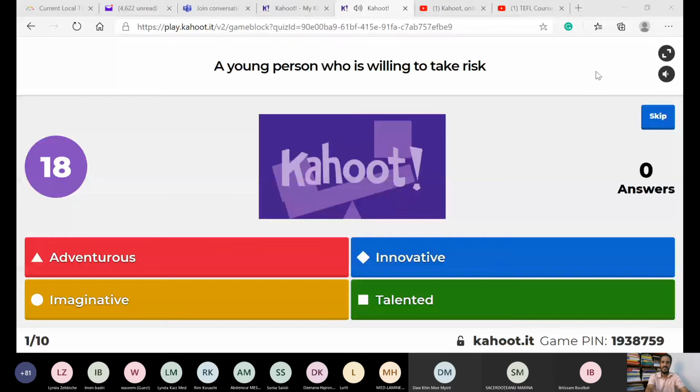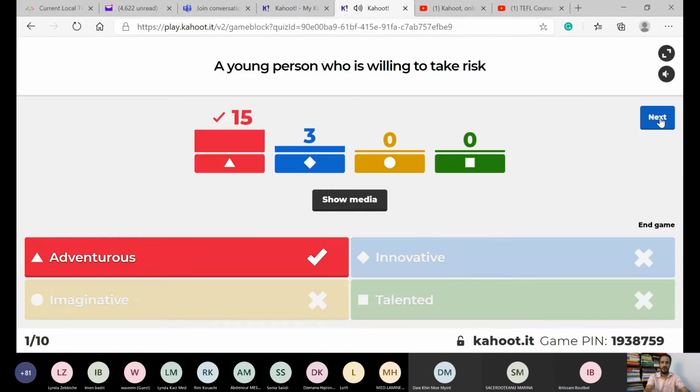A young person who is willing to take risk. Okay, so I think that they need to be quick in answering the question. Yes, very important. When you click on the right answer quickly, you get a lot of points. If you get the right answer, but you did not click quickly on the right color or button, you will not get a lot of points. So here, number one, quickly, and number two, the right answer. These are the two very important elements to get a lot of points.